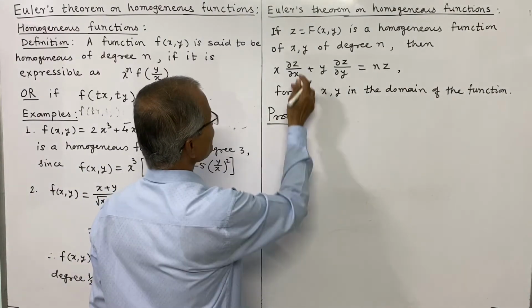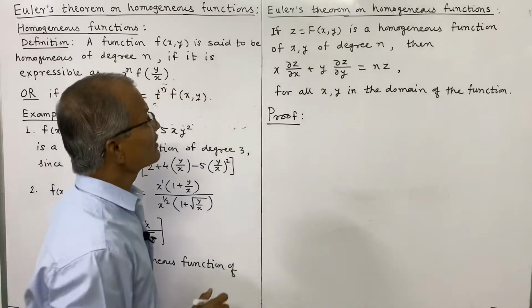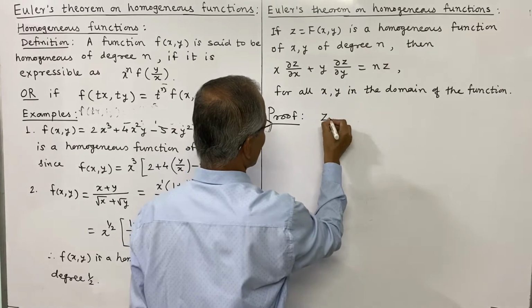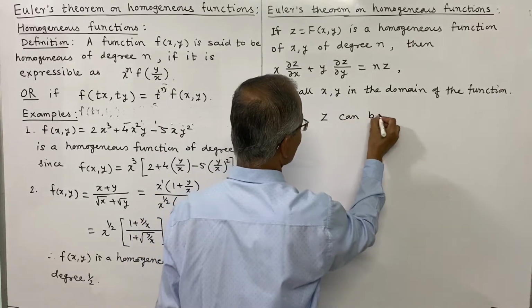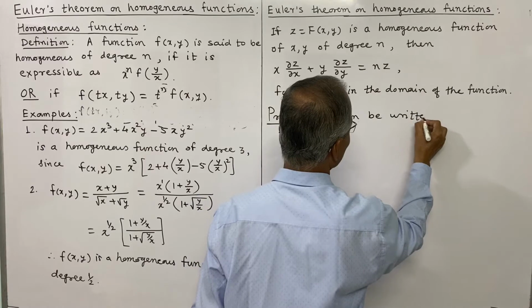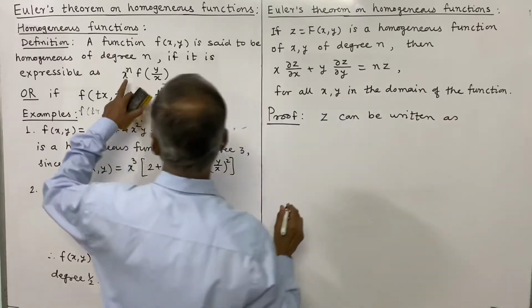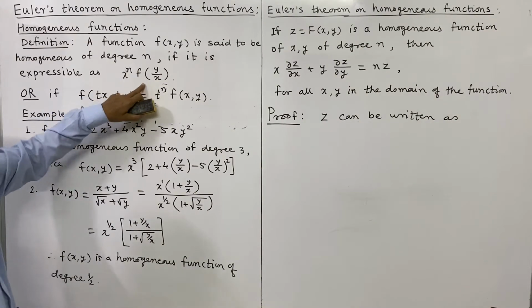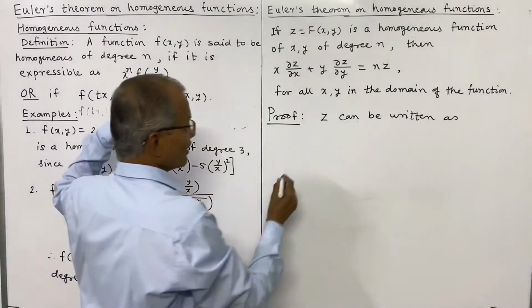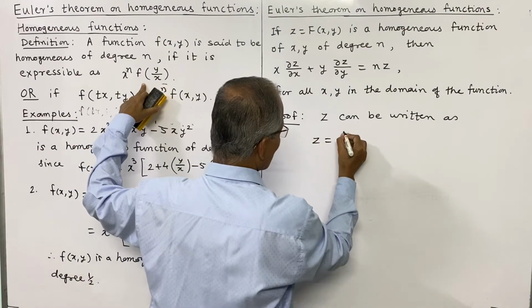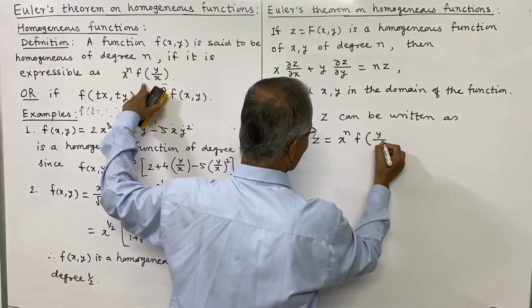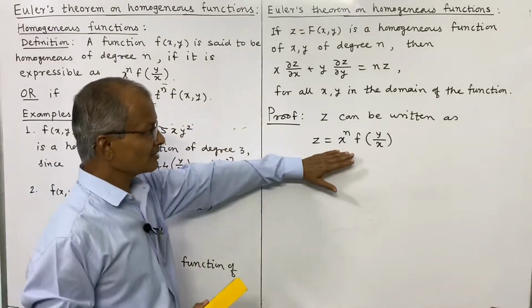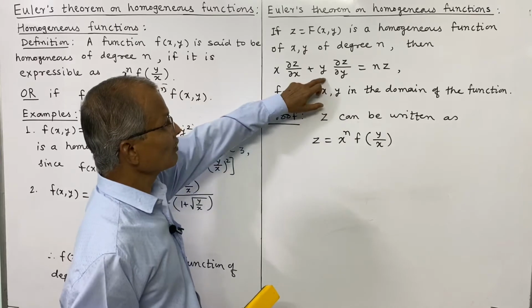It is necessary that z must be a function of degree n. So z is a homogeneous function of degree n. Z can be written as, by definition, z is a homogeneous function of degree n, so therefore we can write z as x power n f of y upon x, a function of y upon x. And now after writing z in this form, we shall prove this result.